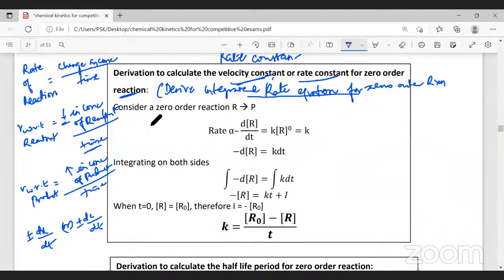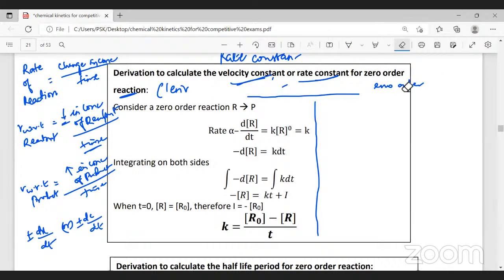Now we will derive this rate equation. It's printed here, but anyways we will do it again. So I will erase this question. I need space, so we'll erase this.